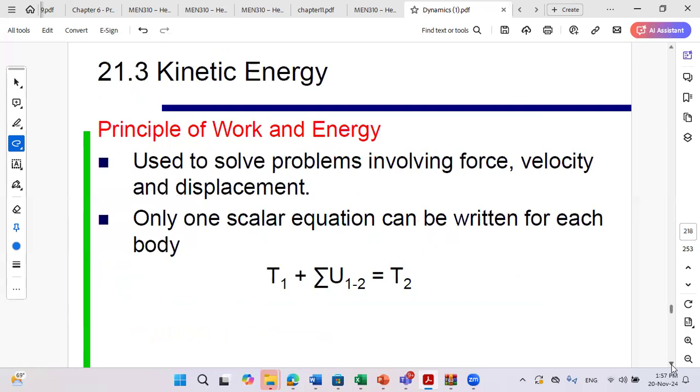Now, the principle of work and energy is exactly the same as before, but now the way of computing the kinetic energy is different because it's in 3D. But as a principle, it's exactly the same. Meaning we have kinetic energy at state 1 plus the sum of work of forces between 1 and 2 is equal to the kinetic energy at state 2.